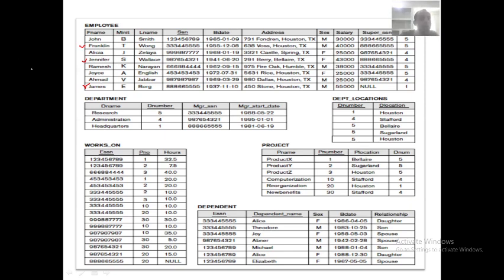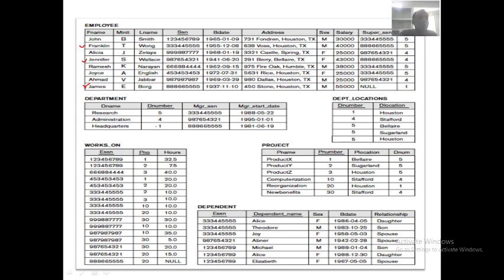What are those numbers? 5 is the research department number. 4 is the administration department number. 1 is the headquarters department number. And who is managing the research department? This 333. Who is that 333? This. Franklin is looking after the research department. He is the manager for that research department.